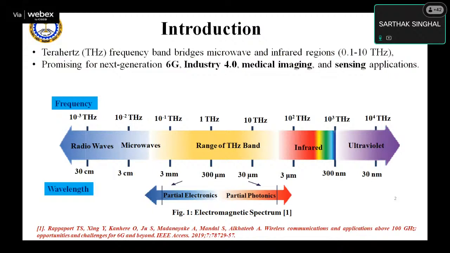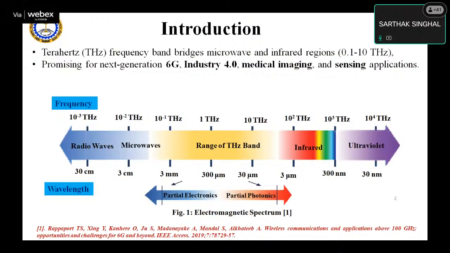So the terahertz band is bridging the gap between the microwave band, which is from 0.3 to 300 gigahertz, and the infrared region, which starts from 10 terahertz. This is the band which is defined for 6G applications. It has a range of 100 gigahertz to 10 terahertz. It has several features, which I will discuss in the next slide.